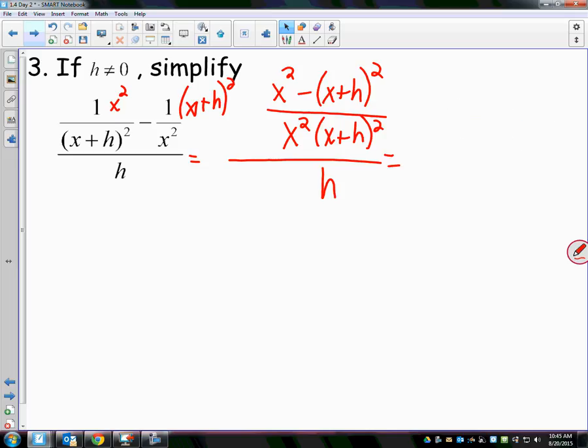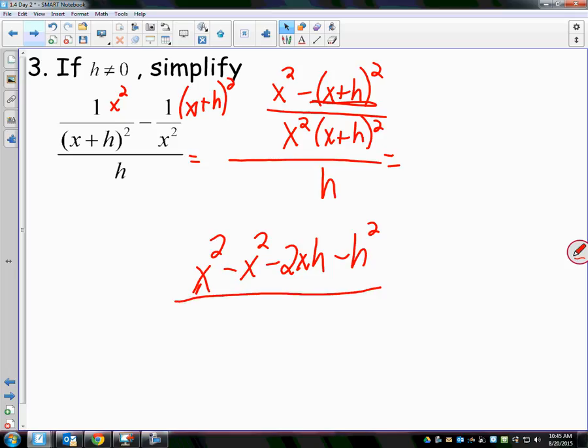I'll rewrite it, but I'm gonna FOIL this out. So I'm gonna say that's x squared, and then I'm gonna FOIL that out and distribute the negative at the same time. So that's gonna become minus x squared minus 2xh minus h squared. Right? You got to be able to FOIL, multiply x plus h times x plus h. All over x squared times x plus h squared. And then instead of dividing by h, we can multiply by 1 over h.